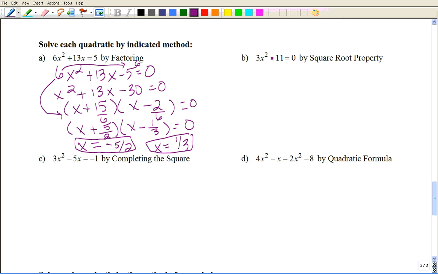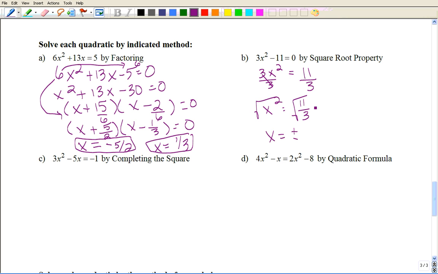Okay, part B, 3x squared minus 11 equals 0 by the square root property. The square root property means that we get the x squared term by itself on one side and the constant on the other. So let's start out by moving the 11 over. We want to get the x squared term by itself, so we'll divide both sides by 3. And now that it's set up for the square root property, let's take the square root of both sides. So we get x equals positive or negative.